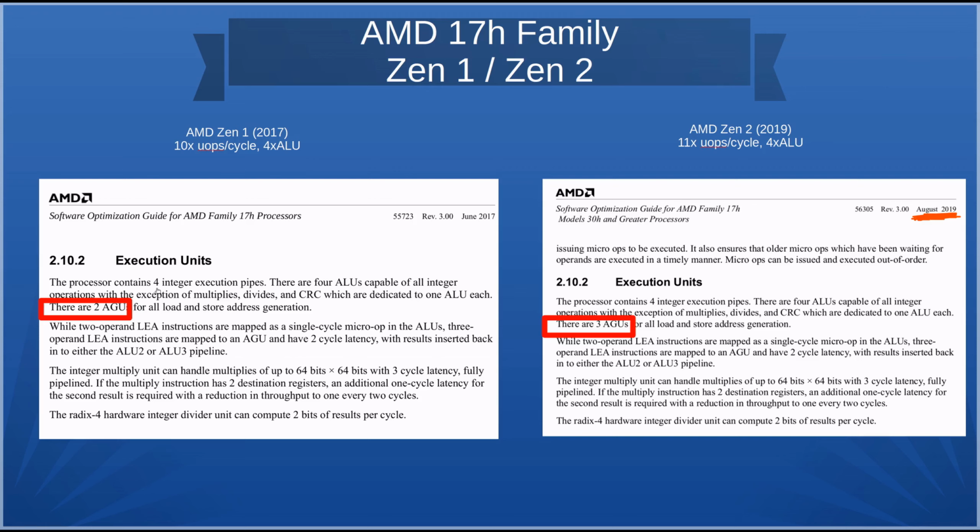There are still 4 integer ALUs, so there is no big difference in this. Each of them can do 1 multiplication, 1 division, and 1 CRC. But the difference is here: there are 2 address generation units in the Zen 1, and the Zen 2 has 3 address generation units for the memory.